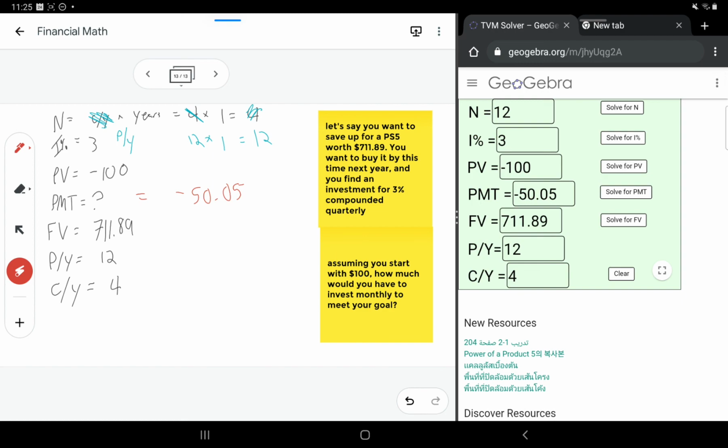Okay, so that is just the basics of using the TVM solver with payments in an investment for the purpose of saving, or for the purpose of, well, next time we'll look at paying down loans.